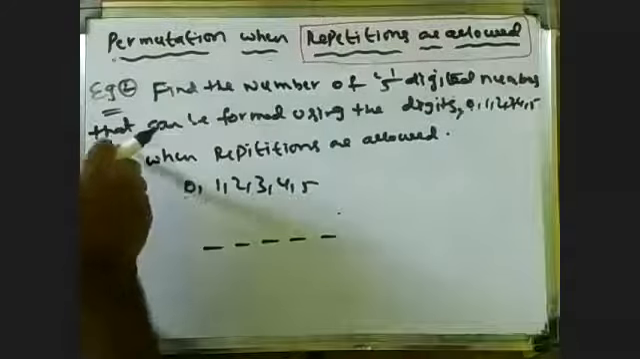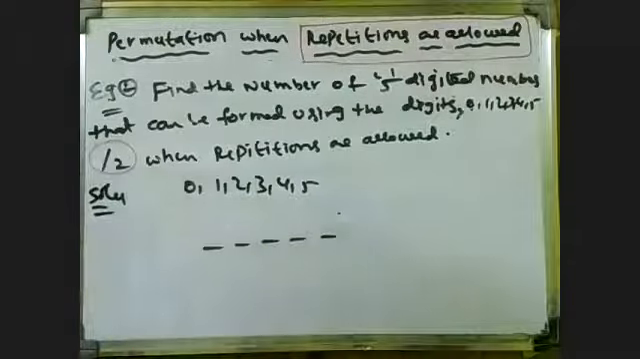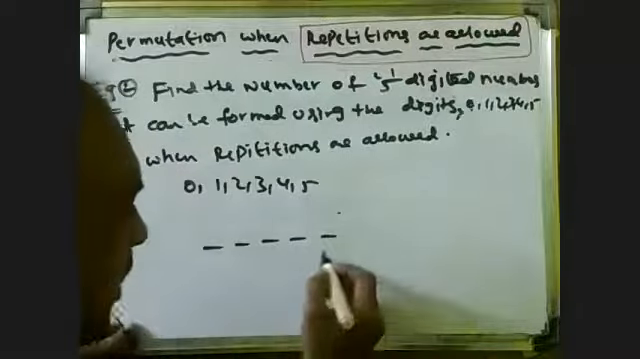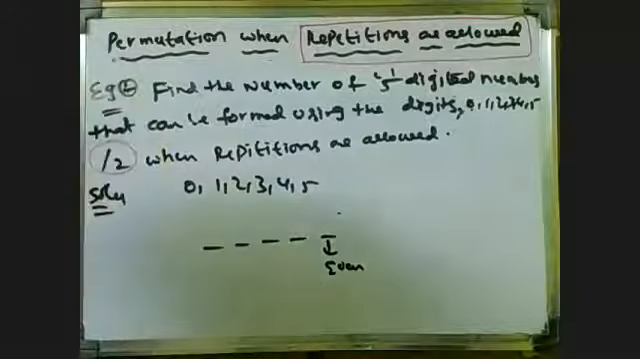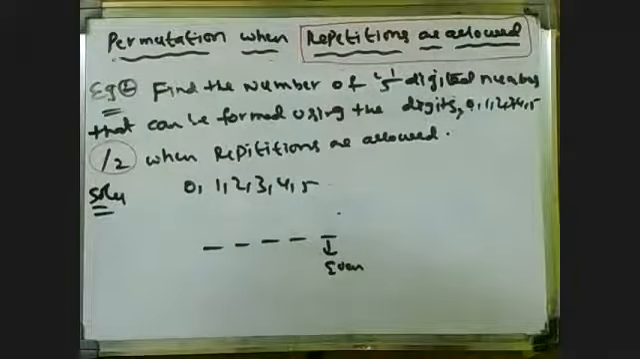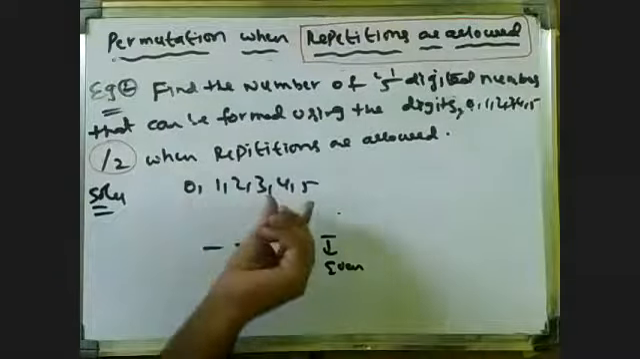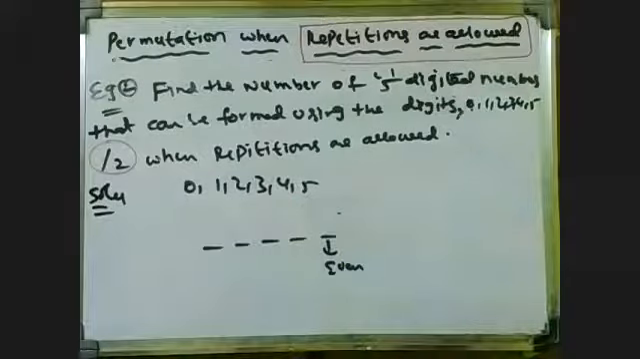Am I right? It should be divisible by 2. It is divisible by 2 only when the last place is an even number. You should be very careful while arranging these numbers. So divisible by 2 means the last place should be either 0, 2, or 4.